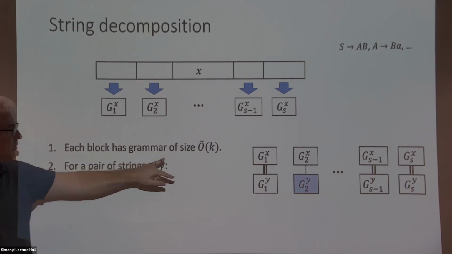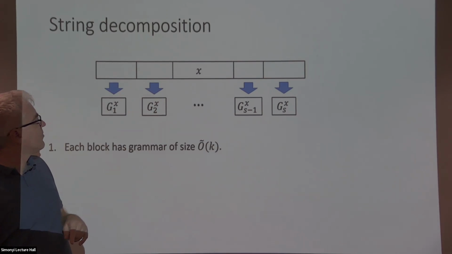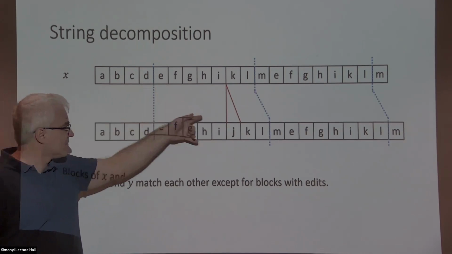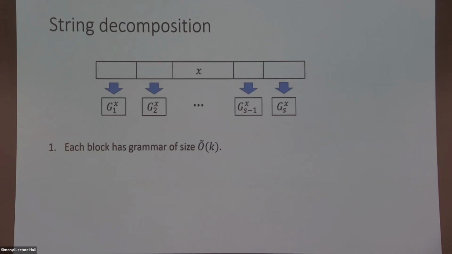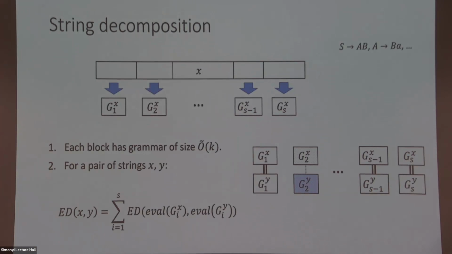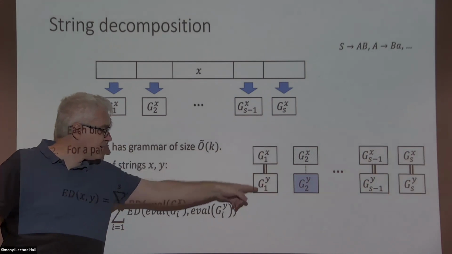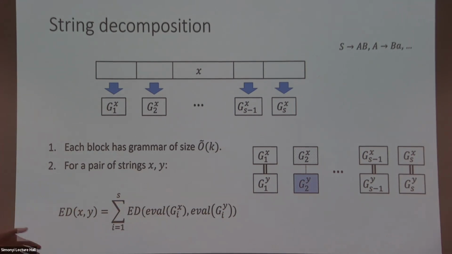If I go back to this picture, the grammars should nicely align, and this should capture the structure. So if you calculate the edit distance of X and Y, you can just calculate the edit distance of the pairs of grammars, whatever they expand to. Pairs which are identical contribute zero. So you can separate the edit distance computation into independent blocks, and that's what you want to do. That's our goal.